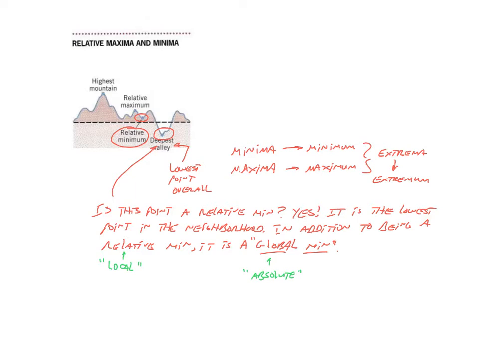All right, back to the diagram. We also see that there is a relative maximum right here, and this highest point is not only a relative maximum, it is a global or absolute maximum. All right, not much happening here except the reminder that an absolute extremum is also a relative extremum. And the vocabulary, and we're on to the next slide.